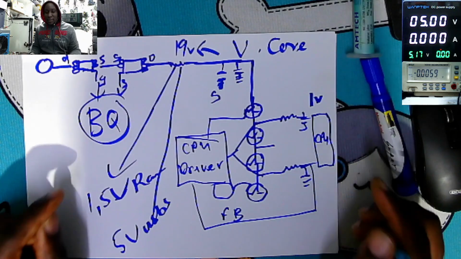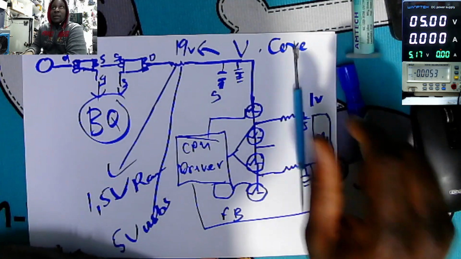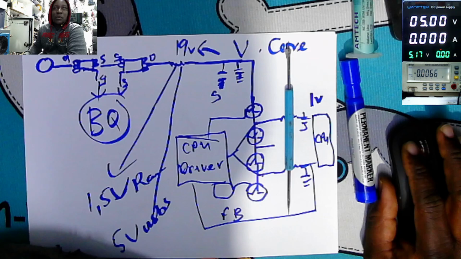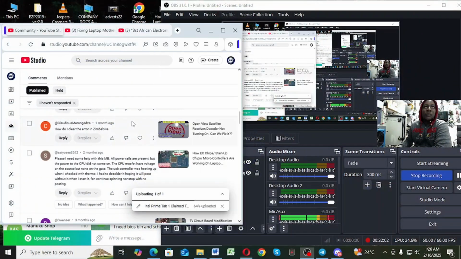So we have to understand that if these MOSFETs, let's go back to the comment. Please say, I need help with the motherboard. All power rails are present, but the power to the CPU did not come on. The CPU MOSFETs, they have voltage on the source, but none on the gate. The USB controller was heating up. When I checked with the thermal, I had to desolder it, hoping to post without it. When it started, the fan continued spinning non-stop, no posting.